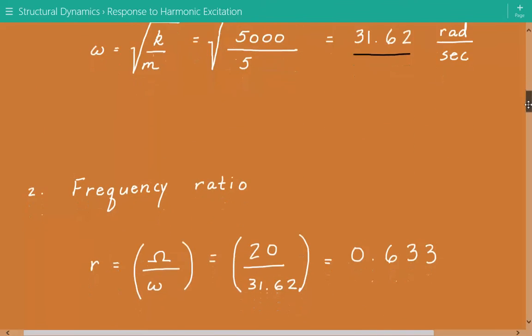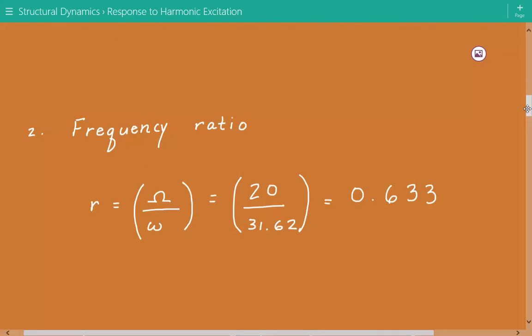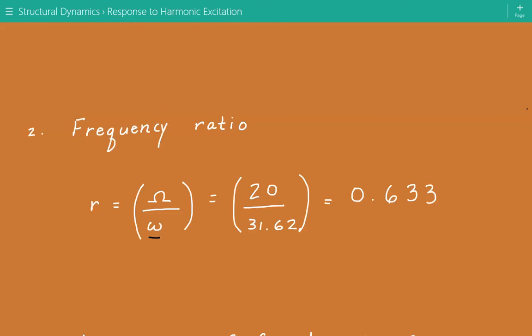Next, we can calculate the frequency ratio, and the frequency ratio is equal to the frequency of the forcing function divided by the natural circular frequency of the spring mass system. So it's capital omega divided by lowercase omega, where capital omega is the excitation frequency, the frequency of the forcing function, and lowercase omega, which we just calculated, is the circular natural frequency of the spring mass system. So we plug in the numbers, 20 divided by 31.62. So our frequency ratio is equal to 0.633.